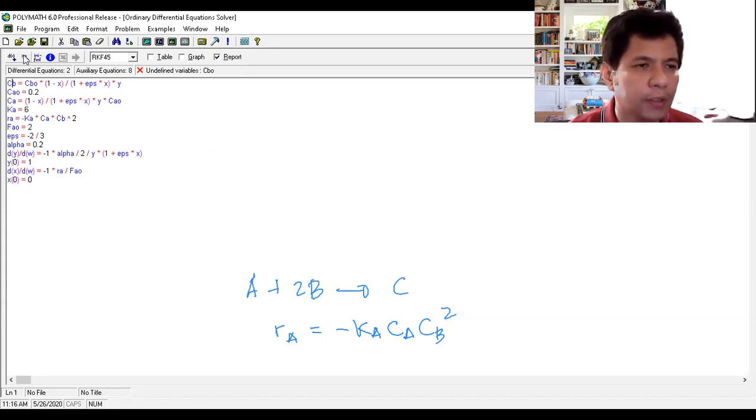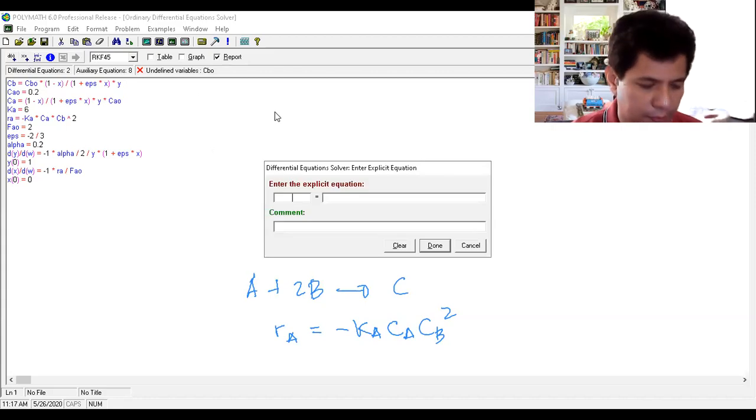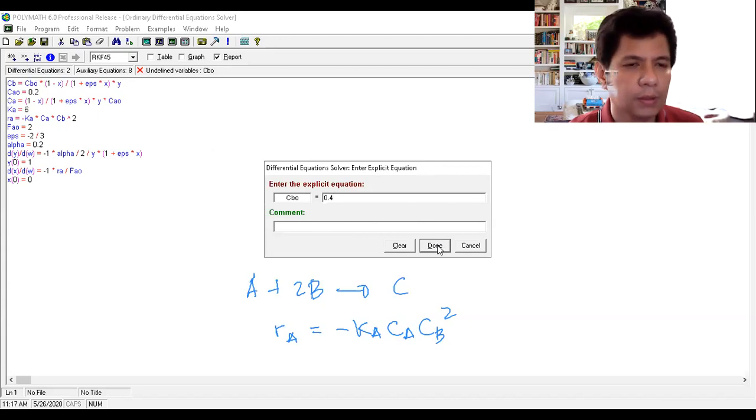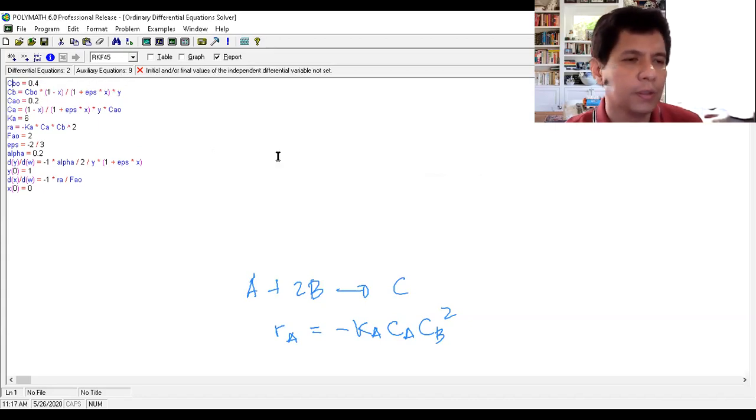So let's add the value of CBO. That would be capital C, ano? And then this is equal to 0.4. Okay? So yun.